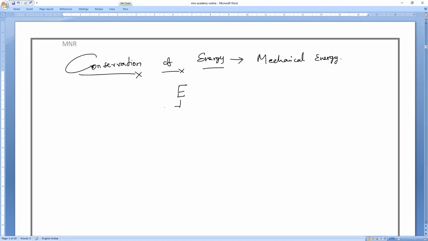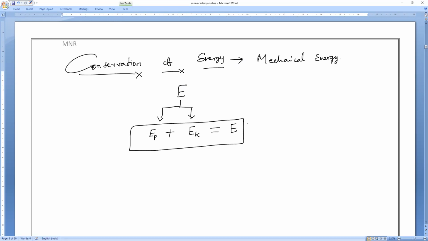All of you remember, in class 9th you might have studied that the mechanical energy of a body is composed of two things. One is kinetic energy. Another one is what, guys? Potential energy. So the sum of the kinetic energy plus potential energy is equal to the mechanical energy. Understanding, all of you? Yes. So we are going to derive the formula for conservation of energy.